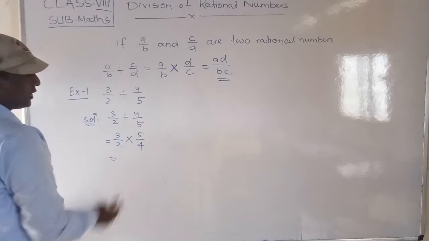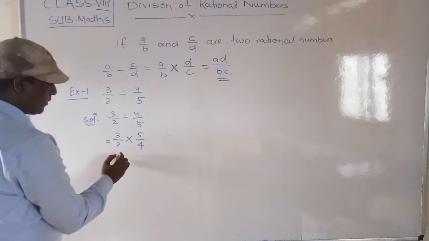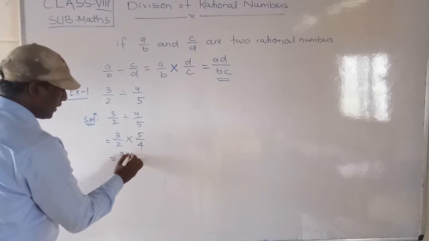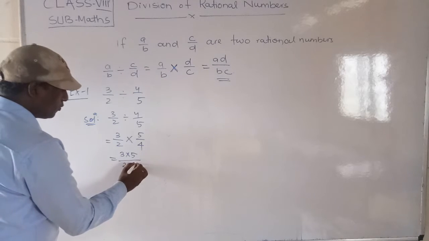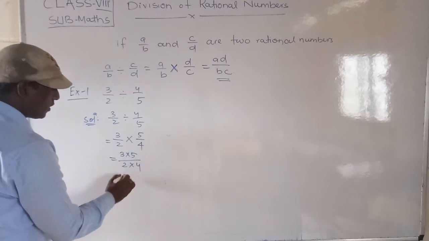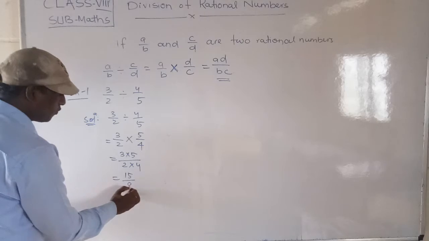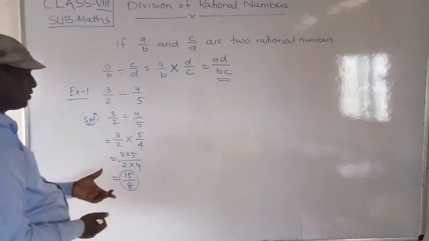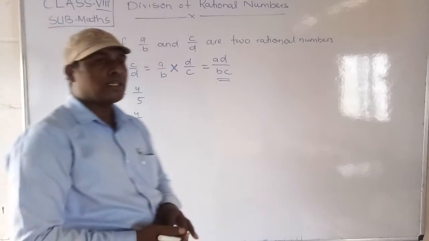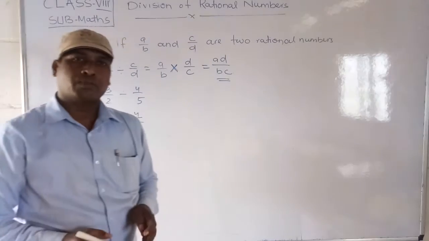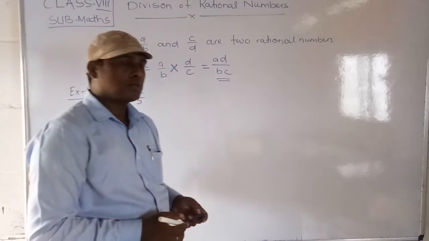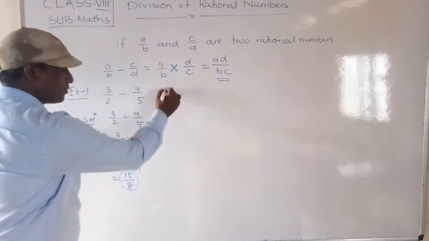Now we know the multiplication. 3 into 5 by 2 into 4. How much will come? 3 fives are 15, by 2 fours are 8. So 15 by 8. Are you clear, students? So like this we will take some more examples. Okay students, so write down some more examples.